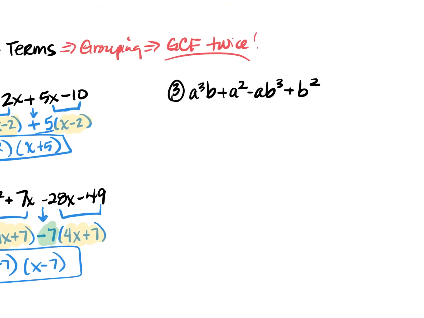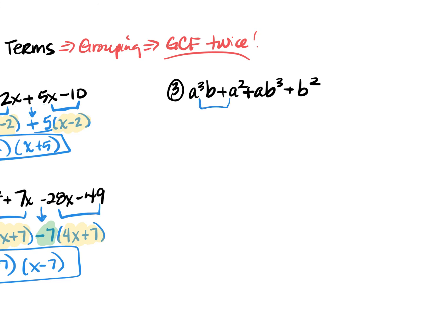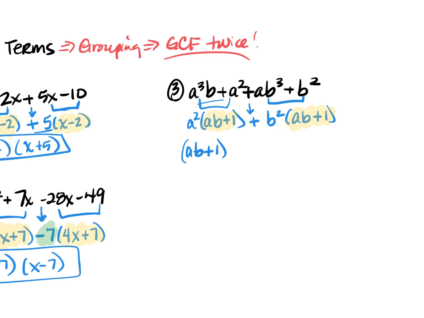Let's try one more. All right, group my first 2 terms. What do they have in common? Well, they have an a squared in common. Divide that out. I get ab plus a squared divided by a squared is 1. Bring that plus sign straight down. And then the back 2, what do they have in common? Well, they have a b squared in common. Well, if I factor that out, I have ab plus 1. So then notice what our GCF is going to be. It's going to be the ab plus 1. And what's left over is my other factor. So a squared plus b squared.